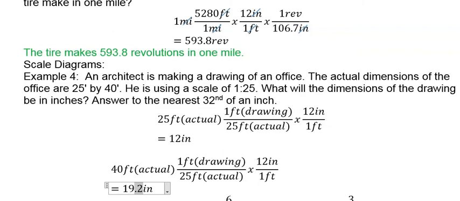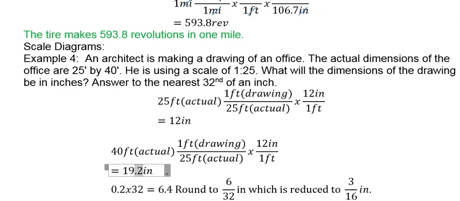So 0.2 times 32 gives us 6.4. We're asked to round to the nearest 32nd, so 6.4 rounds to 6. So we would have 6/32nds, but with inches, when we can reduce these sorts of fractions, we should. So 6/32nds, we're going to reduce down to 3/16. So even though it's written in 16ths, it is to the nearest 32nd because that's equal to 6/32nds.